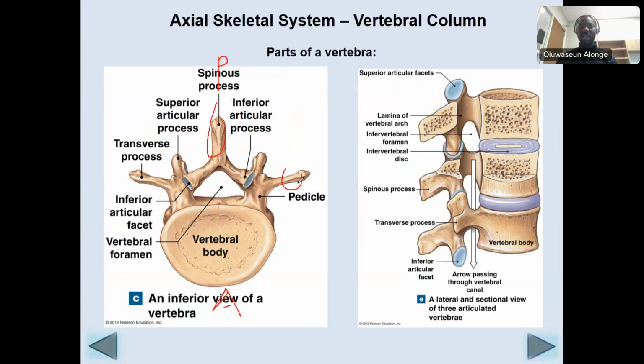Then on the side, you have the transverse processes, all right? You have the vertebral foramen. This is where the spinal cord is going to pass through. And here it is. So you see, it's right there. That's where the spinal cord passes through. Okay, you have the superior articular facet, which is what is going to articulate with the ribs. All right.